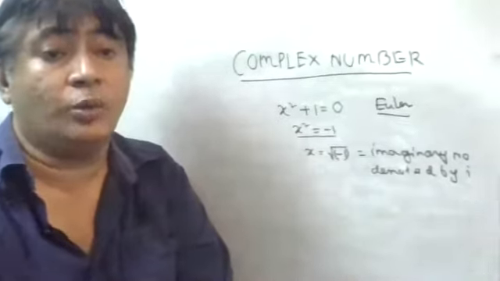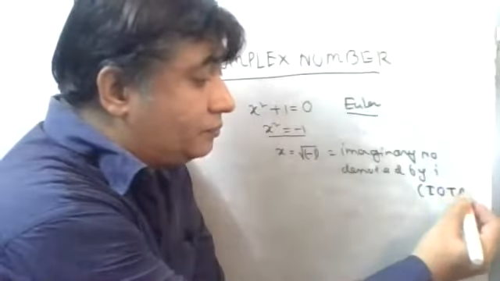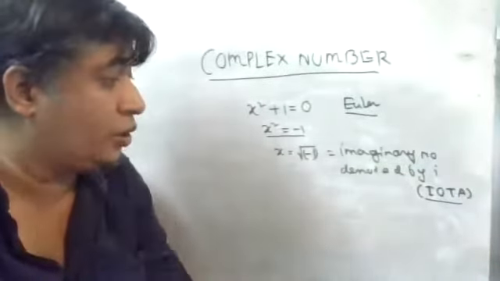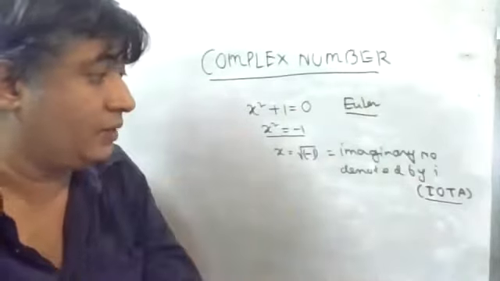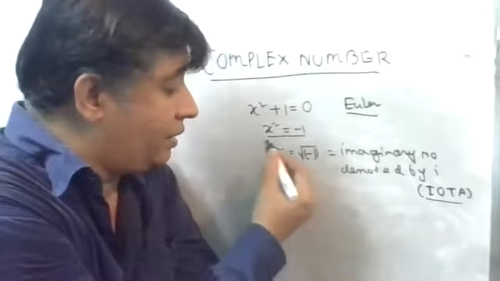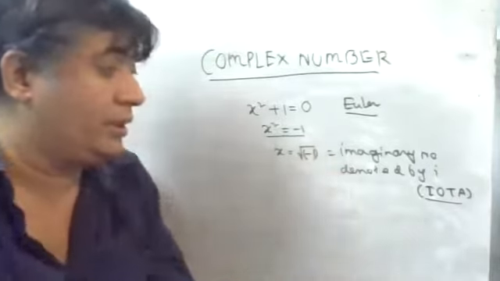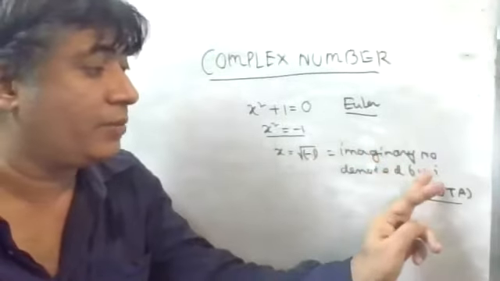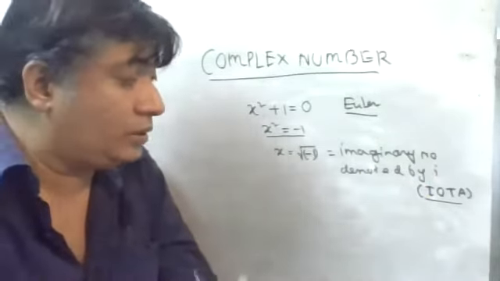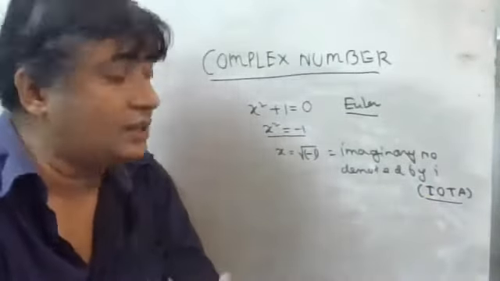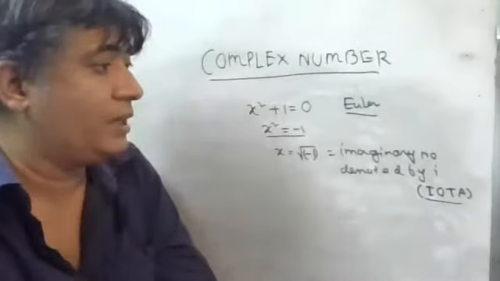What is the nomenclature of I? I is iota. So this was first introduced by the mathematician Euler, and he described that if you get any number which is negative under root, that is an imaginary number denoted by I, that is called iota. So this is the requirement of introduction of complex number in real life.